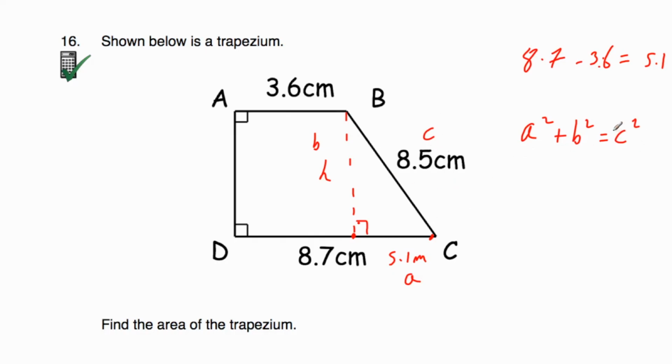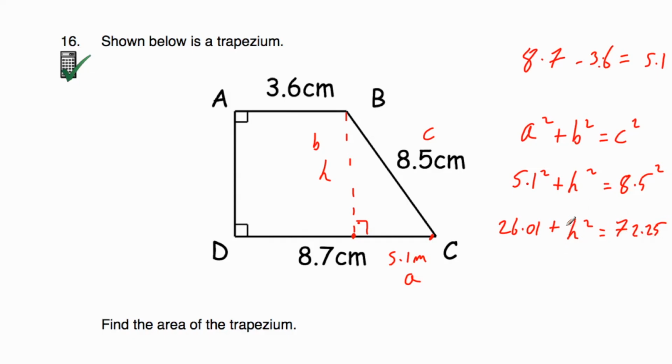So let's substitute those into Pythagoras' theorem. a squared is 5.1 squared, so 5.1 squared plus, and instead of b squared, that's going to be h squared, is equal to c squared, which is definitely 8.5 squared. Now let's use our calculator. 5.1 squared is equal to 26.01, plus h squared is equal to, and 8.5 squared is equal to 72.25. So we've got 26.01 plus h squared is equal to 72.25.